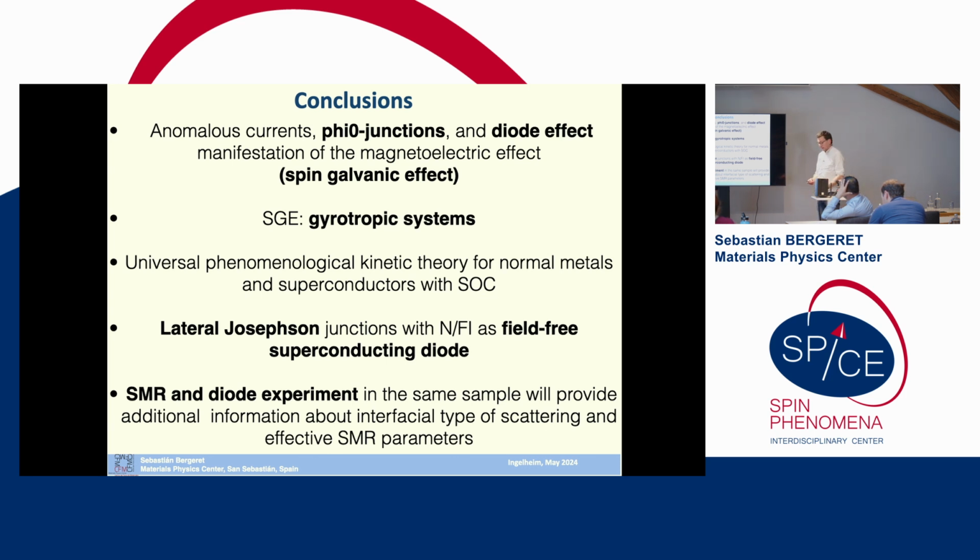Then I showed you that with lateral Josephson junctions we can build a field-free superconducting diode. There was no field there. All we need is a ferromagnetic insulator, but it will work for a ferromagnetic insulator and probably not for YIG. So what we propose is to make an experiment with YIG, platinum, and superconductors, and measure above and below Tc.